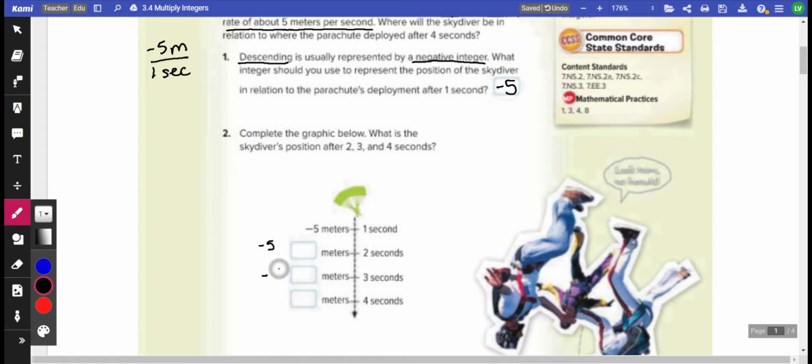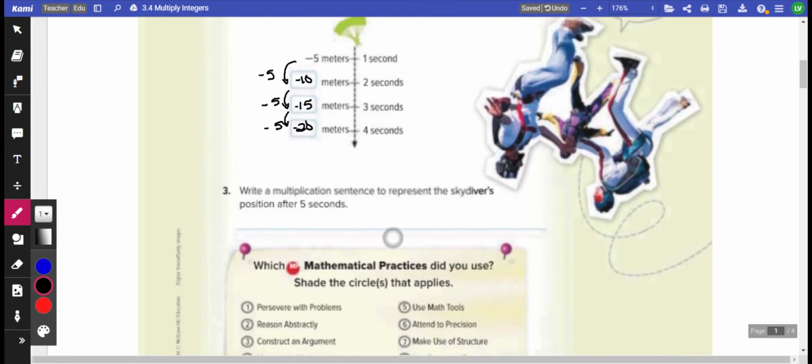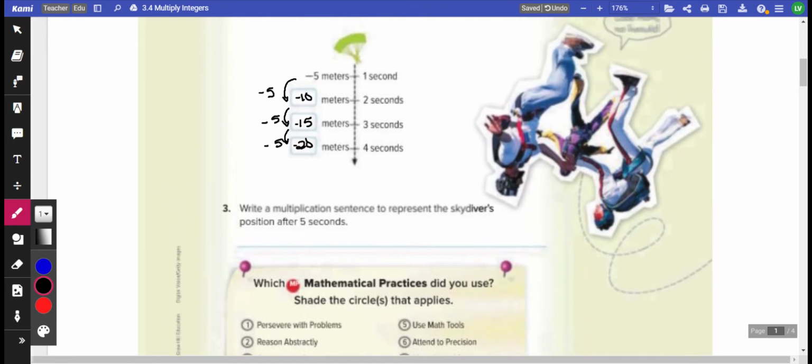Well, if I'm going down by -5 each time, that means that I have gone, after 2 seconds, -10 meters. After 3 seconds, -15. After 4 seconds, -20. Because again, I am subtracting by 5 each time. So write a multiplication sentence to represent the skydiver's position after 5 seconds. Well, we have 5 seconds, and we're going to multiply it by -5. And that means that is -25 meters.